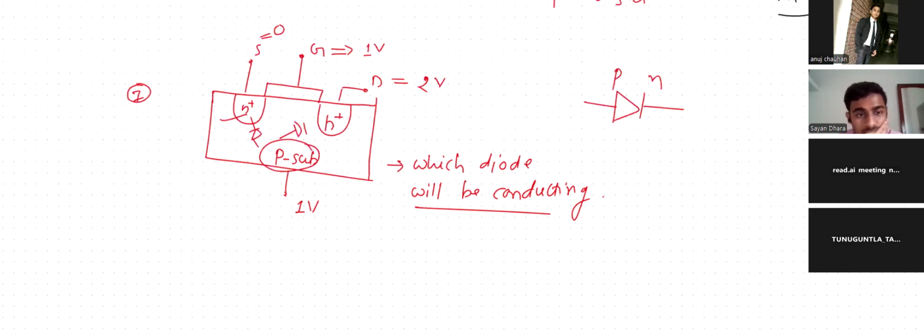So which diode is conducting? This is plus, this is minus. So this one is conducting. Yeah, that was the question only.